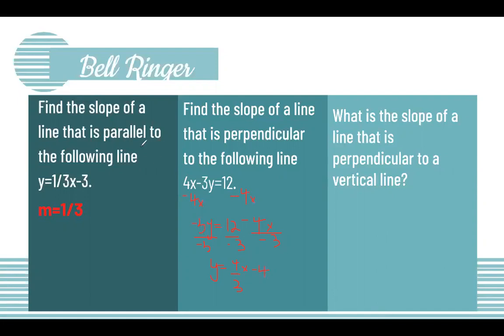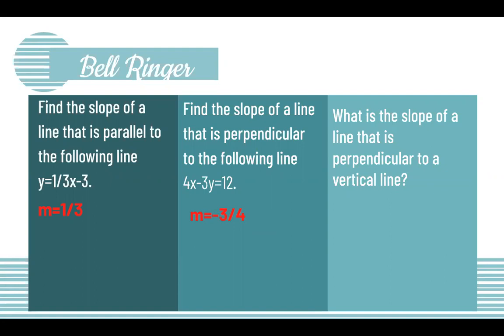And that will give us the slope of 4/3, but in order to have a perpendicular line, we have to have an opposite reciprocal. So then our slope, as I had said, is negative 3/4.